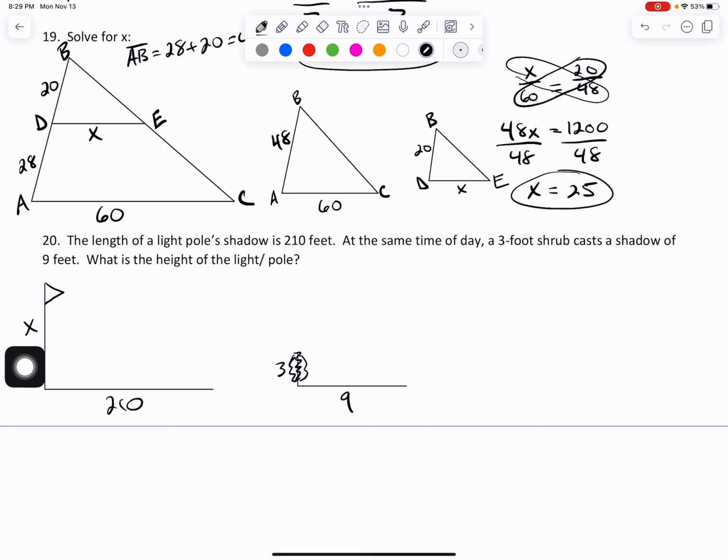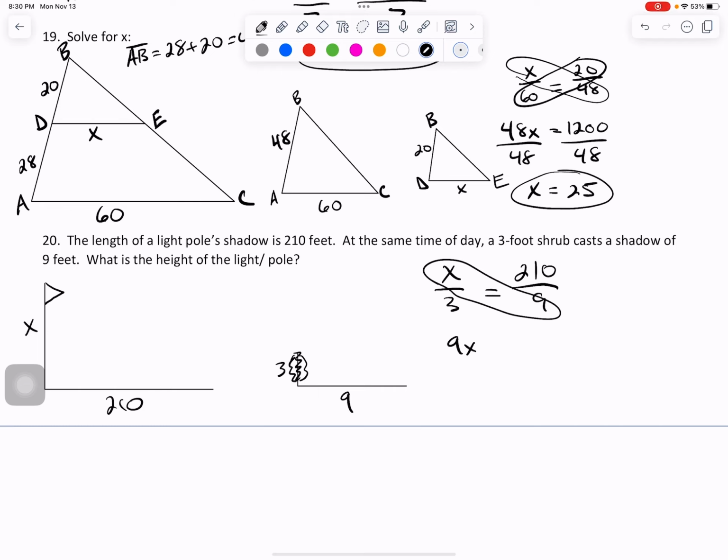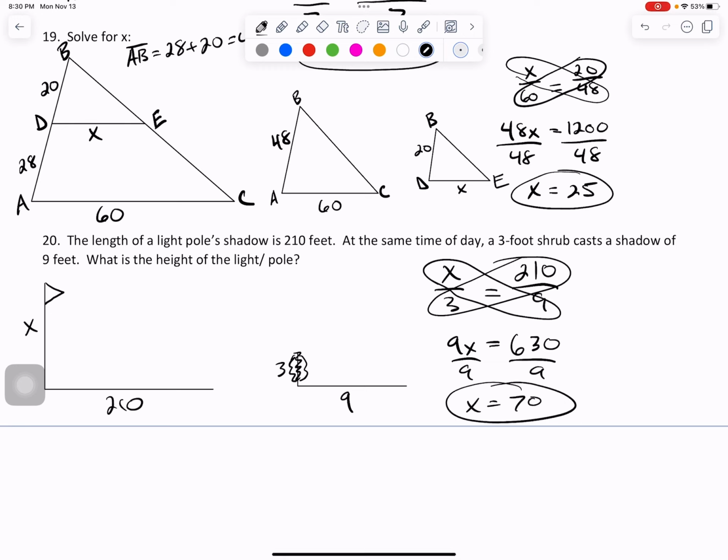So if I start with my X, and that line runs vertical, our height, well, what's the height of the shrub? Put it over the height of the shrub, equals our other two pieces, 210 over 9. 9 times X equals 9X. 210 times 3 equals 630. Divide each side by 9, and X equals 70. That right there is the height of your light pole.